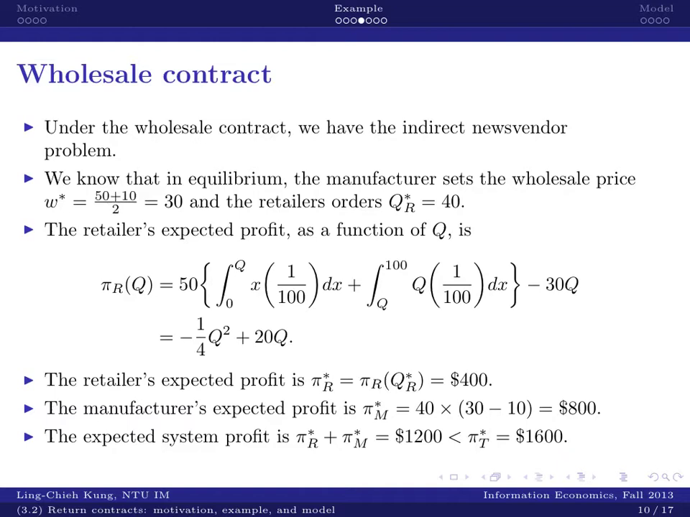That's smaller than the system optimal expected profit. This is another way for us to see that the wholesale contract is not system optimal, because eventually these two firms are creating a smaller pie than what they may do in an integrated case. Okay, that's the wholesale contract. So we know the wholesale contract is not very good. Let's try to see how we may improve it.